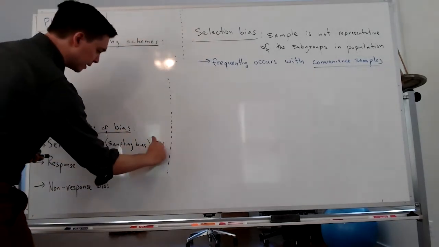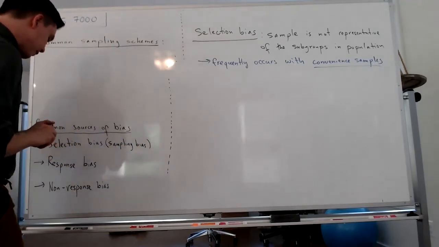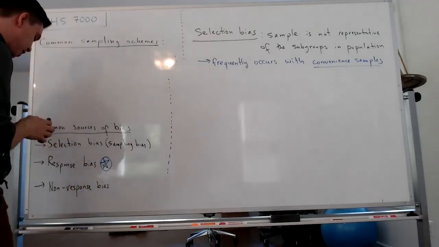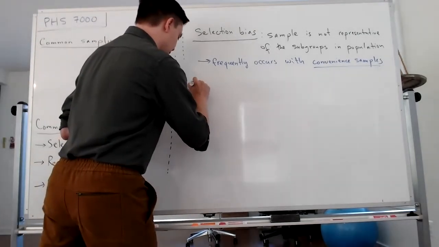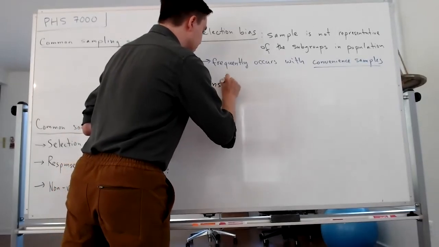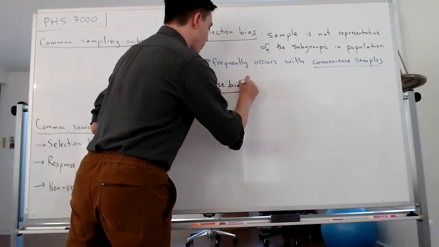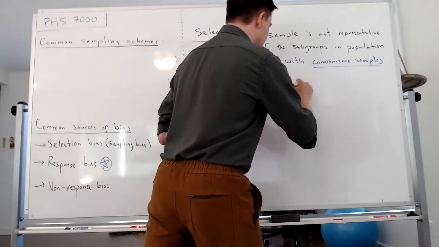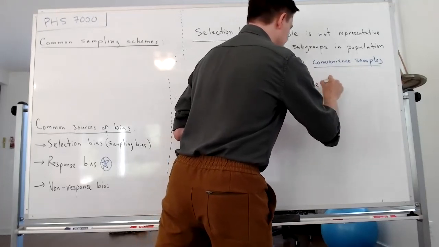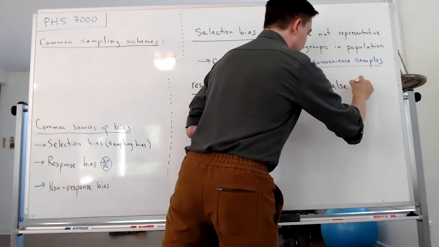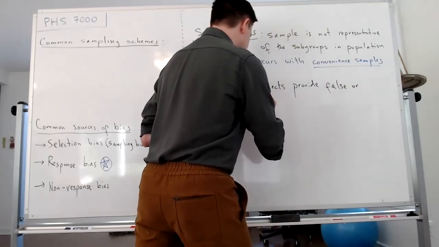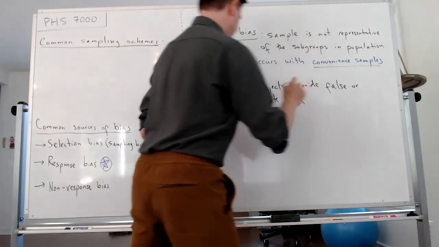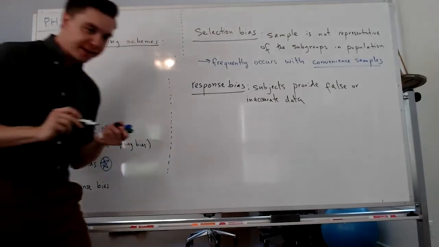The next one, response bias, is another very practical sort of logistical issue. And it's sort of a blanket term. Response bias: subjects provide false or inaccurate data. Subjects provide false or inaccurate data.